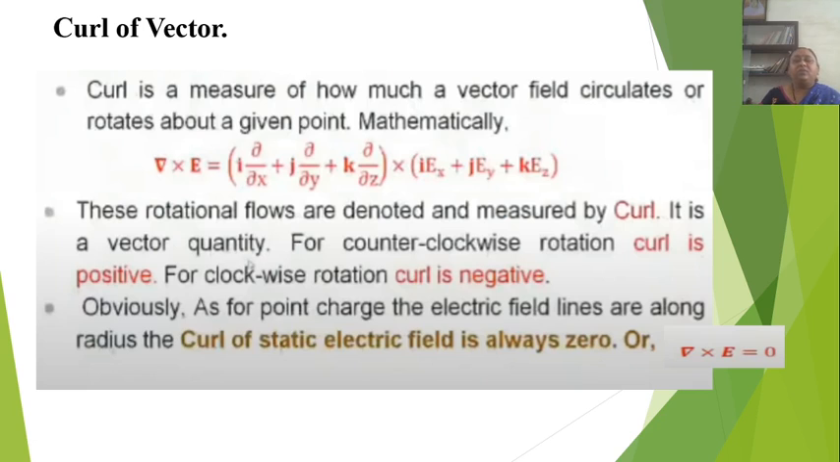For counterclockwise rotation, curl is positive, and for clockwise rotation, curl is negative. Obviously, for a point charge, the electric field lines are along the radius, and the curl of a static electric field is always 0, or it is given by ∇×E equal to 0.